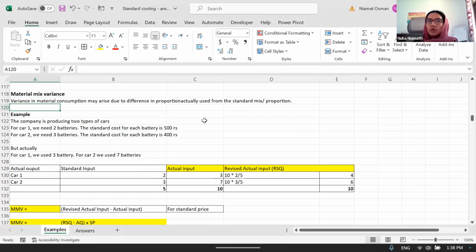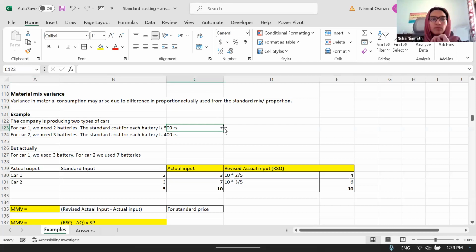So before I get into the example, please remember that companies can produce multiple products, right? And they can keep producing, and the input for it will be interchangeable sometimes, isn't it? You might need the same input for multiple outputs. So in that situation, what costing says is, how about we change the proportion in which they are used and then check the variance. Okay, don't get confused. Let's look at this example. So a company is producing two types of cars.